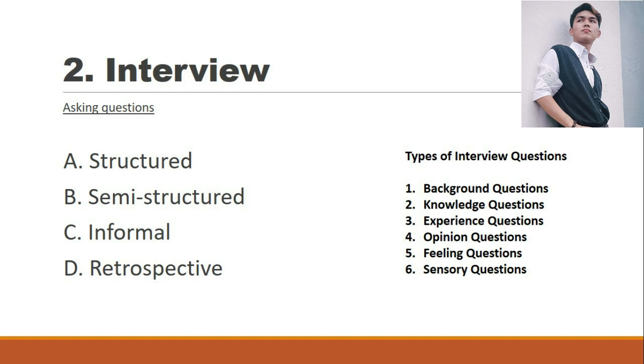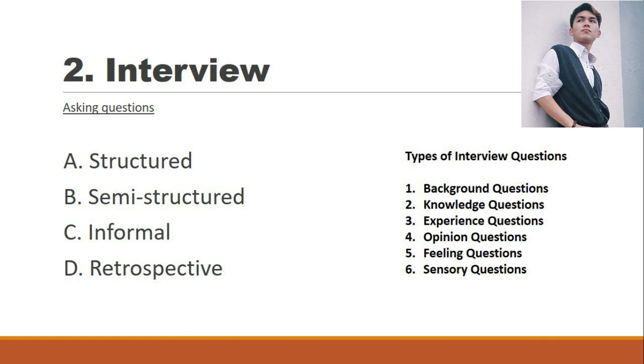And another one, we have interview. Just like what I said, among the three, we have interview, that is so commonly used research instrument for qualitative research. Interview, because here we will be asking questions to our participants. And we have the following types. We have structured, semi-structured, informal, and retrospective.